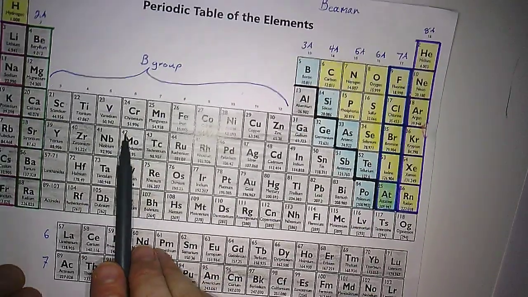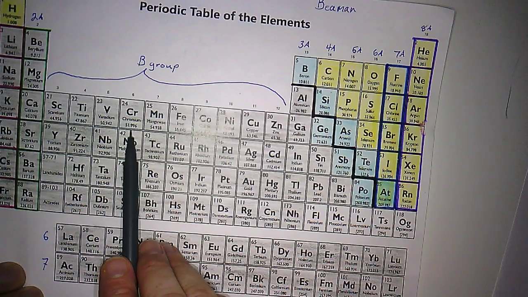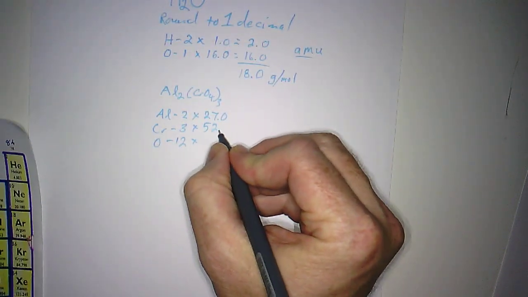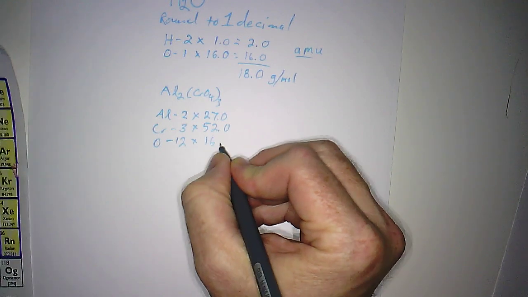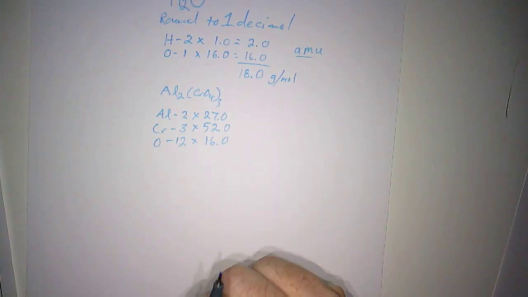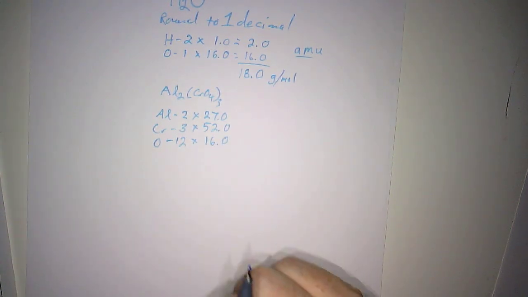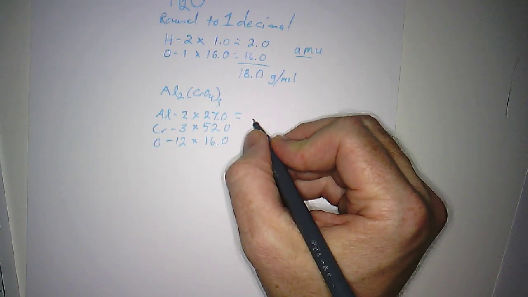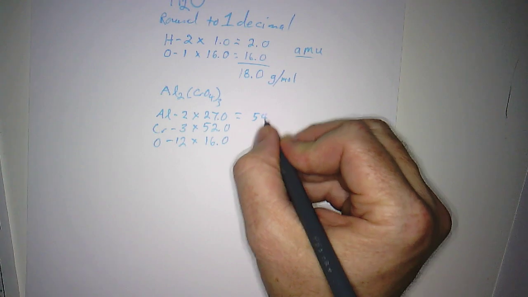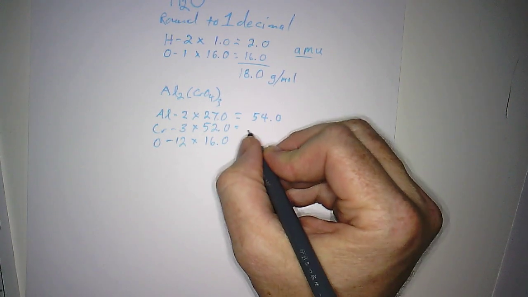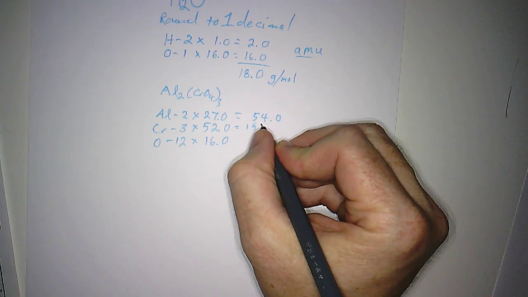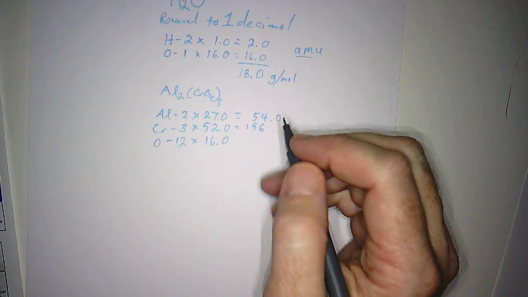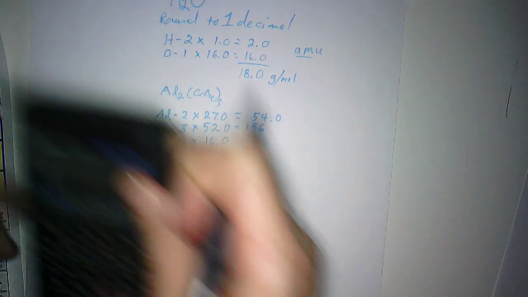Chromium is 51.996, so 52.0. And we've already looked up oxygen before, 15.99, so we're going to round it to 16.0. All right, we multiply through. 2 times 27 is going to be 54. 3 times 52 will be 156. And 12 times 16 is going to be 192, I think.